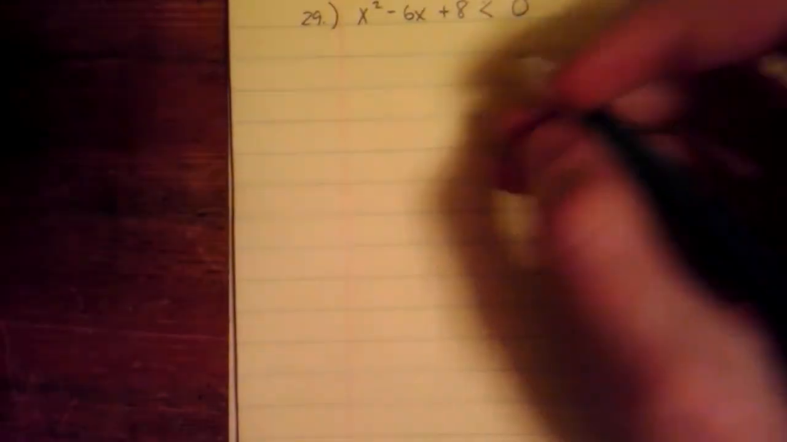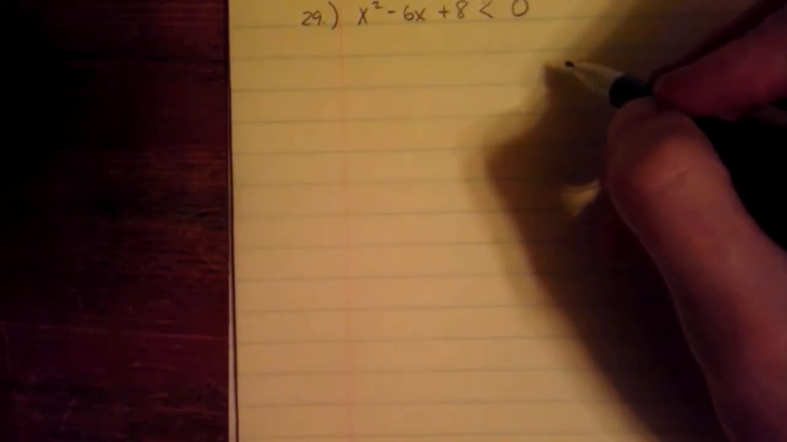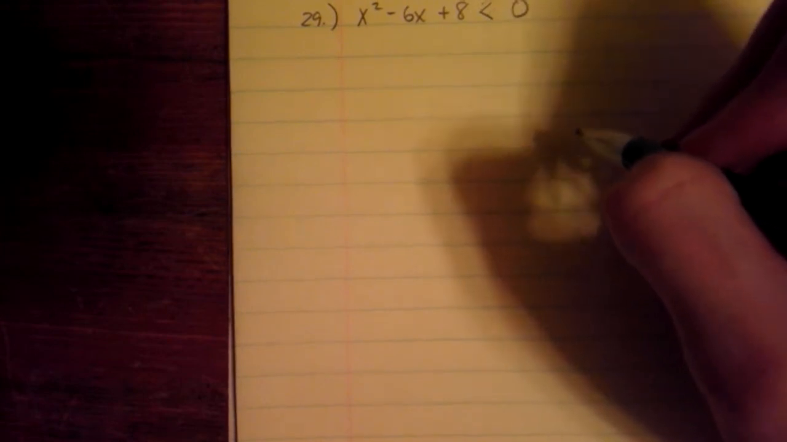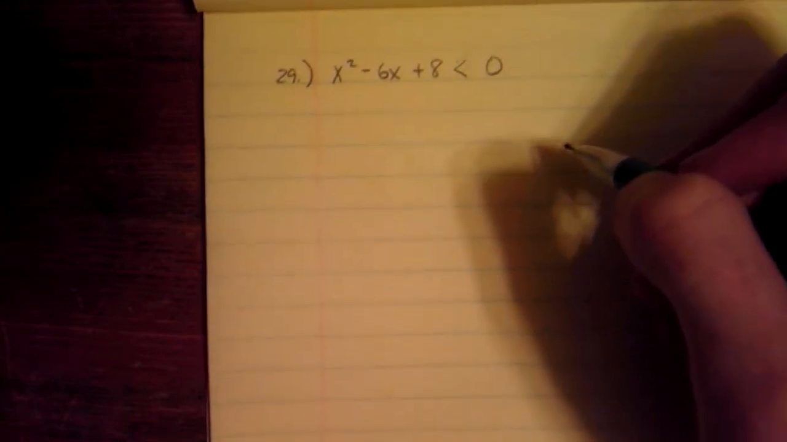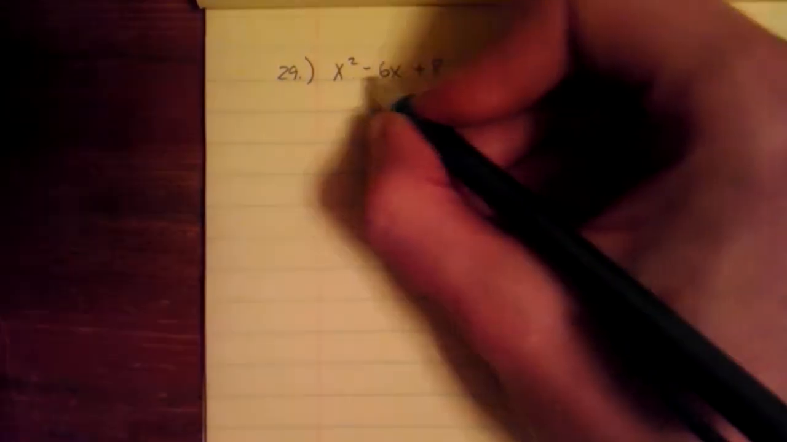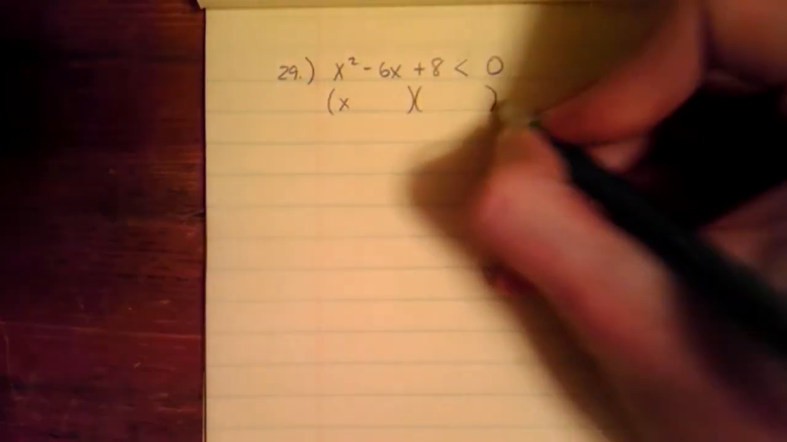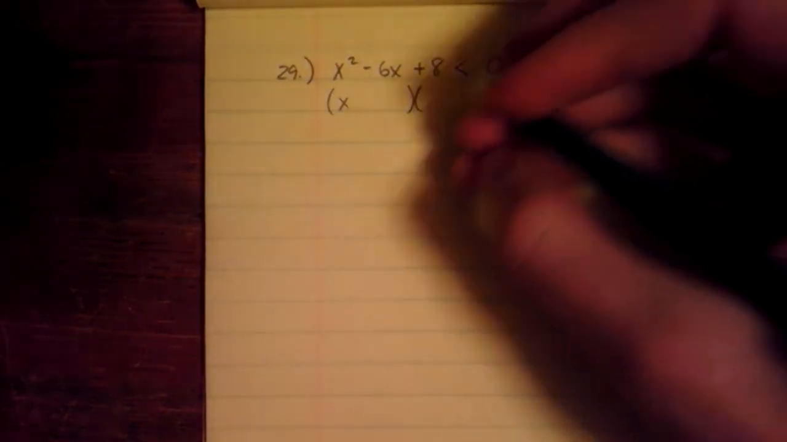Alright, part 3 here. Got just a couple more problems to try. So we're going to start off here with 29. X squared minus 6x plus 8 is less than 0. The directions say to solve and write it in interval notation. What we're doing here when we have one variable is first trying to factor. So we really care about finding the x-intercepts.